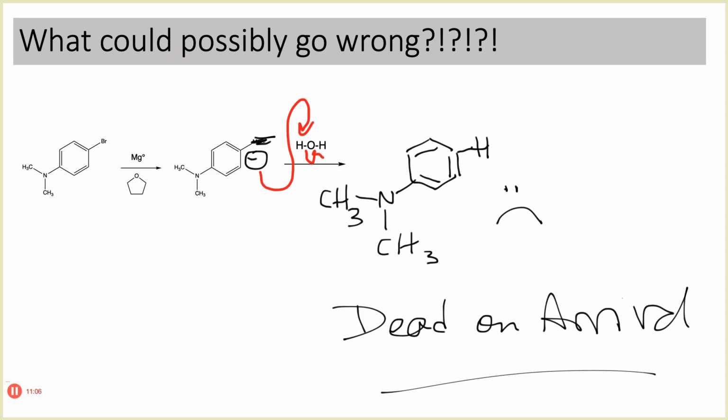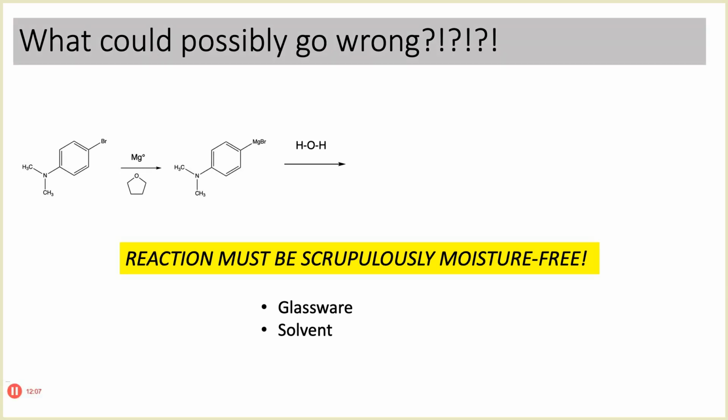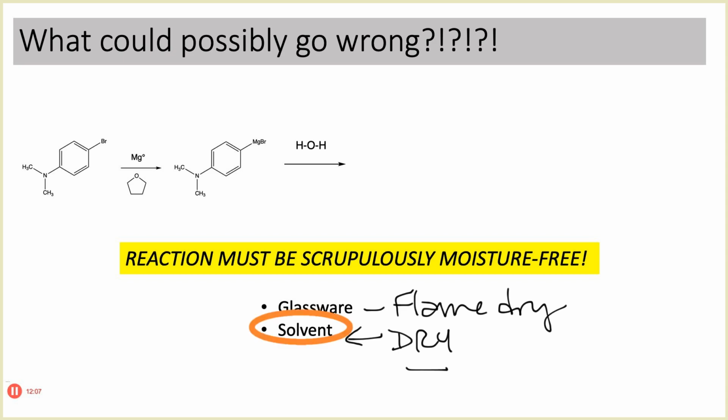So we have to kind of bend over backwards to make sure that we don't have any moisture in our reaction environment. How do we do that? Well, we do that by making sure that we flame dry our glassware, and that will be demonstrated in the lab, and that we dry our solvent. The solvent has to be specially prepared, and that will be done for you so that when you get to lab, you will be using dry THF.